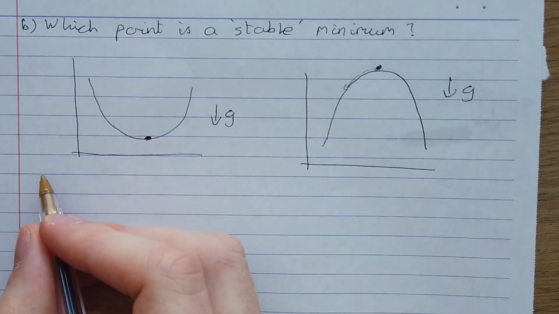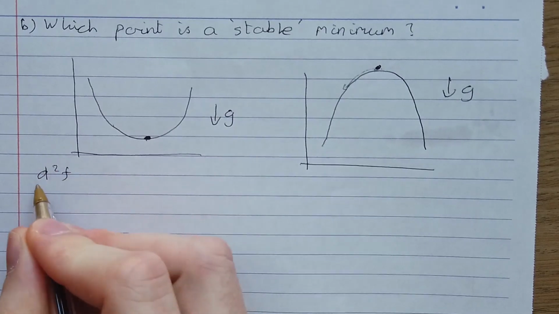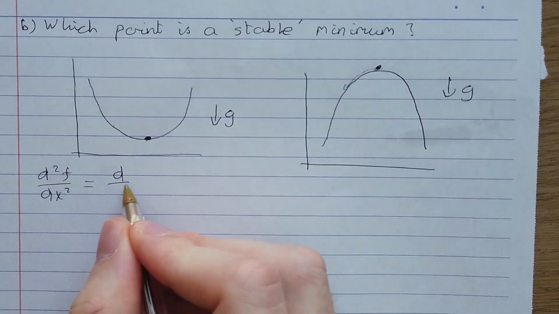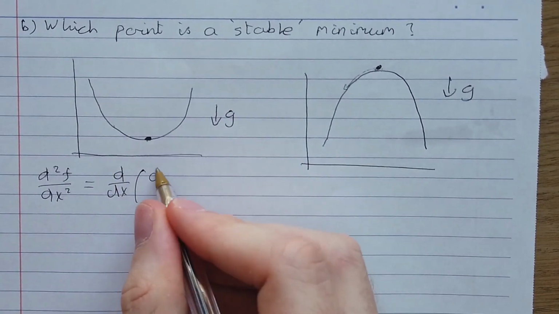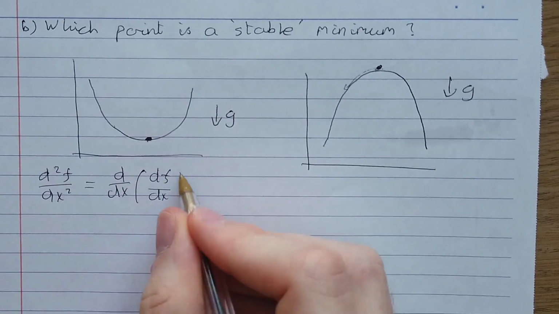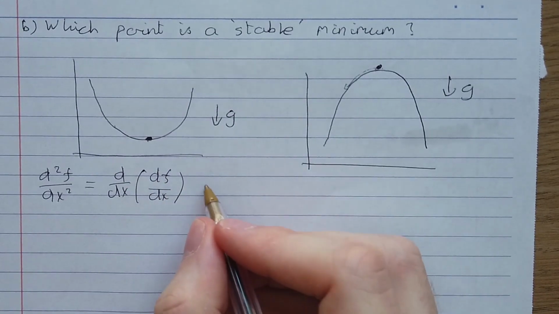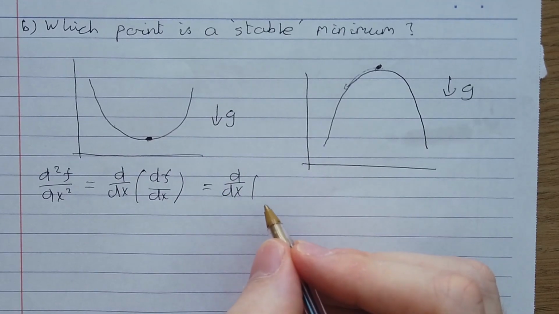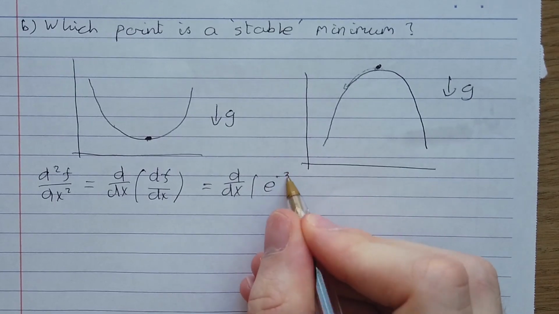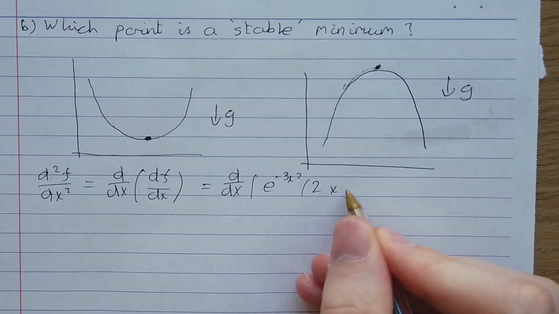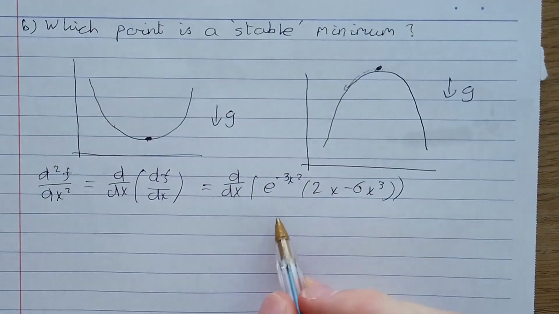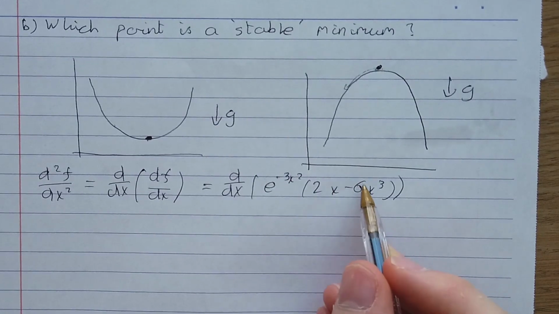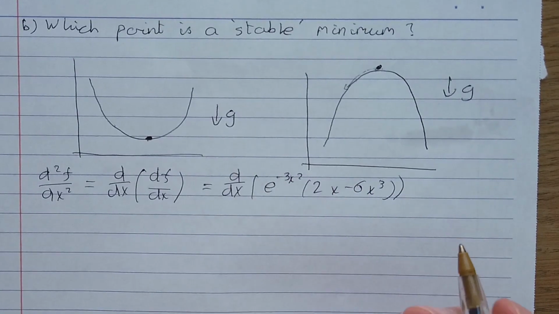So for that, we just want the second derivative. So d2f over dx squared equals what? Well, that's just d by dx of df by dx. That's just rewriting the same thing. So d by dx of that thing we found in the first part, which was e to the minus 3x squared all times 2x minus 6x cubed. Here we can use the chain rule again, differentiating this term and leaving this term unchanged, plus this term differentiated times this term unchanged. That's what the chain rule really is.